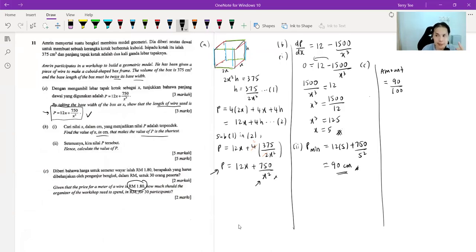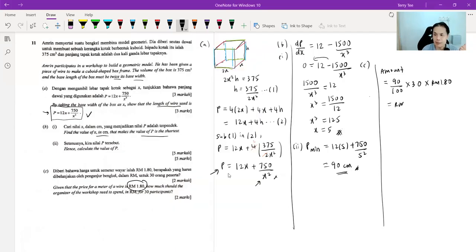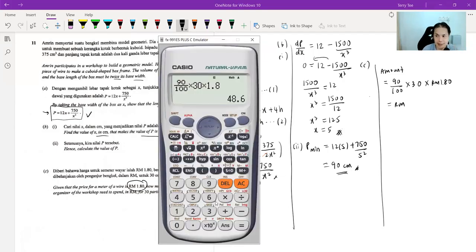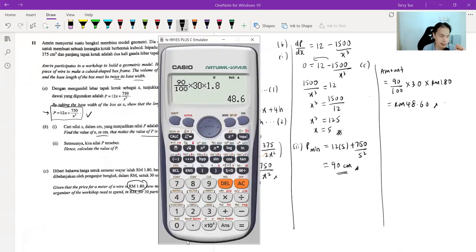So one participant, you need 0.9 meter. You need how many participants? 30 participants. Each wire per meter is 1 ringgit 80 cents, so you just multiply by 180. Let's take 90 over 100, or you can just write 0.9 in meters. You multiply by 30 participants, then multiply by 1 ringgit 80 cents. So the price you have to pay is RM 48 ringgit and 60 cents. Wait, did I see wrongly? Yeah, 48.60.